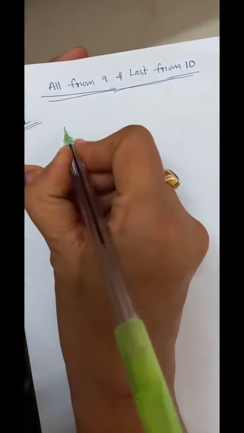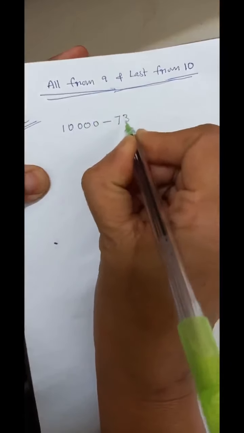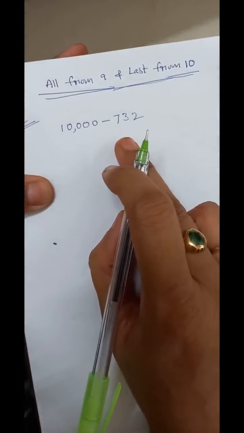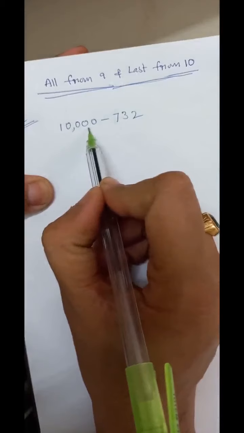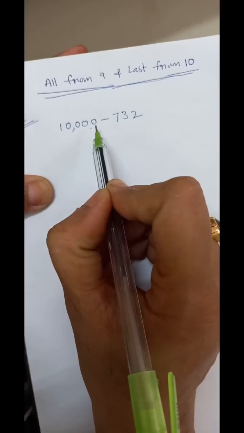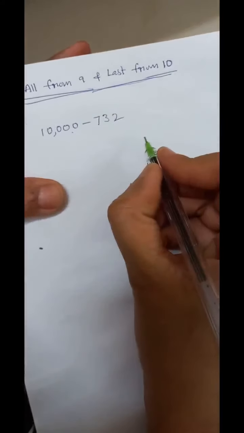For example, 10,000 minus 732. Whenever you get problems like this, where the minuend has a large number of zeros, children will feel difficulty in doing subtractions in the traditional method.